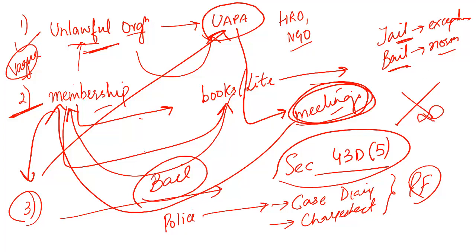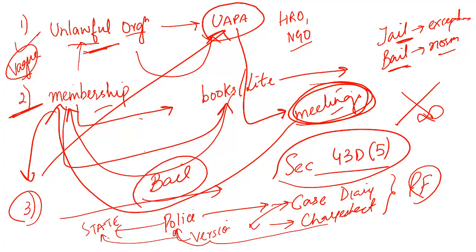But do you know what the problem is? Case diary is the version of the police, and as such is the version of the state. Charge sheet also is the version of the police, and as such is the version of the state. Where is the version of an accused? That means you are denying this individual a bail just because he is accused by the state.